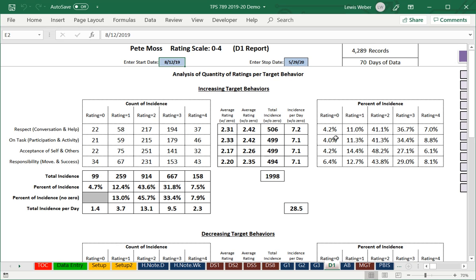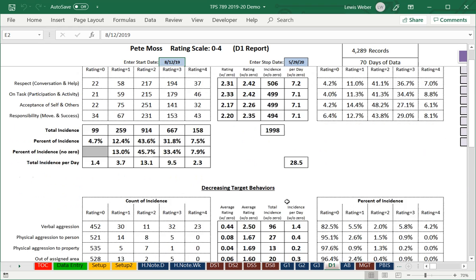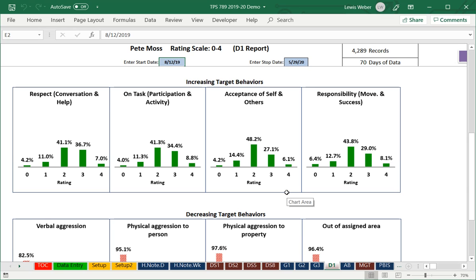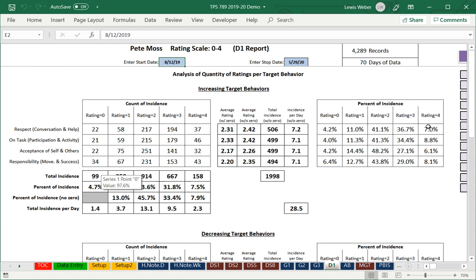So what this now does is it says 37, and I'm hopping over here, 37 is 7% of all of the ratings, and 194 is 36% of all of the ratings. And these percentages are displayed in the graph on the bottom. So when we look at Pete's numbers, 7% of all the ratings were a 4, and that comes from this percentage right here. So we want to see higher percentages over here on the 3s and 4s for all the increasing target behaviors.